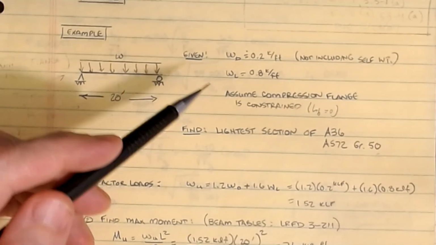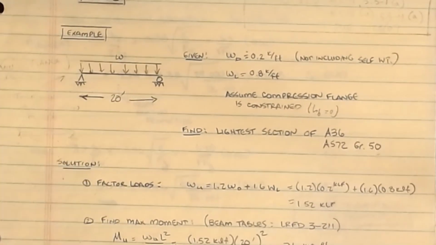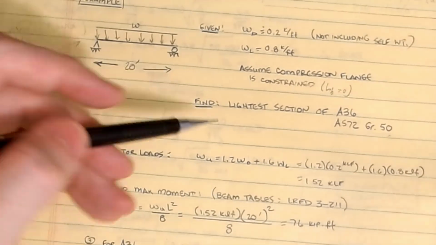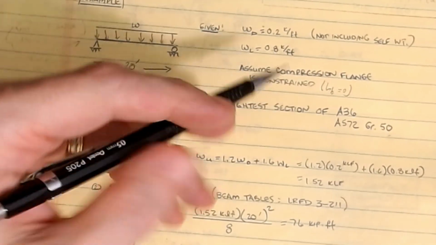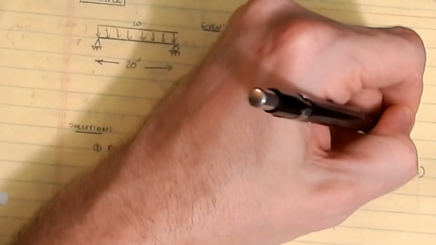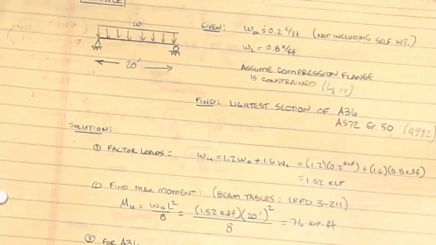But for us, since we're studying the lambda effects, this is the assumption. We make this assumption every single time. So we're going to work it two different ways. We want to find the lightest section of A36, and then I want to find another one of A572 grade 50. Or if you want to say this is A992, it will be the same material properties as that. Again, this is a bit of an older example.